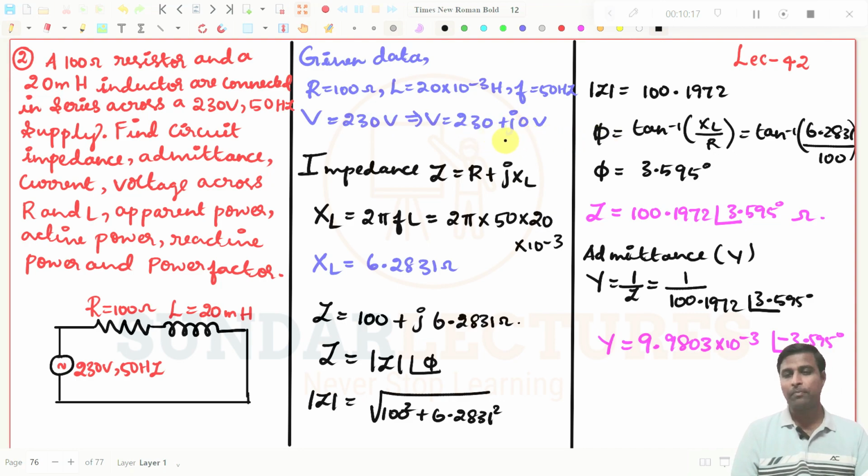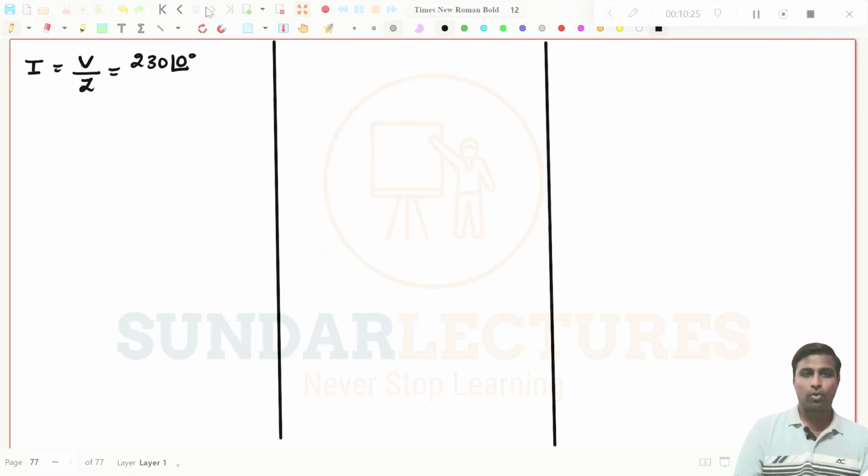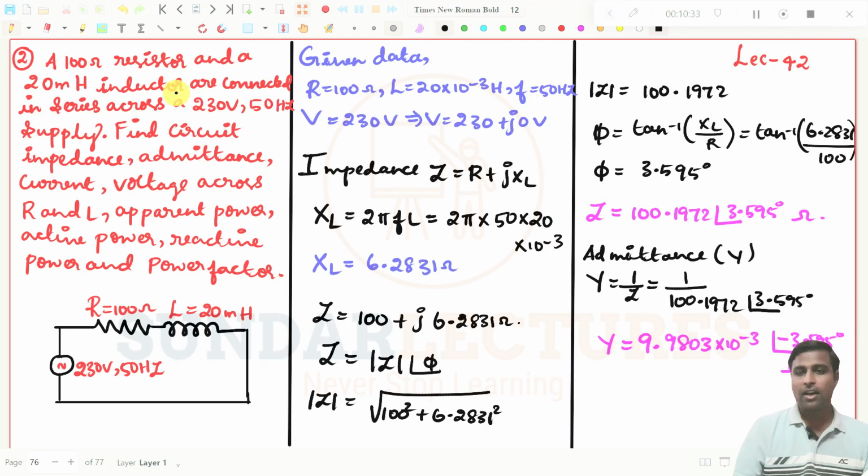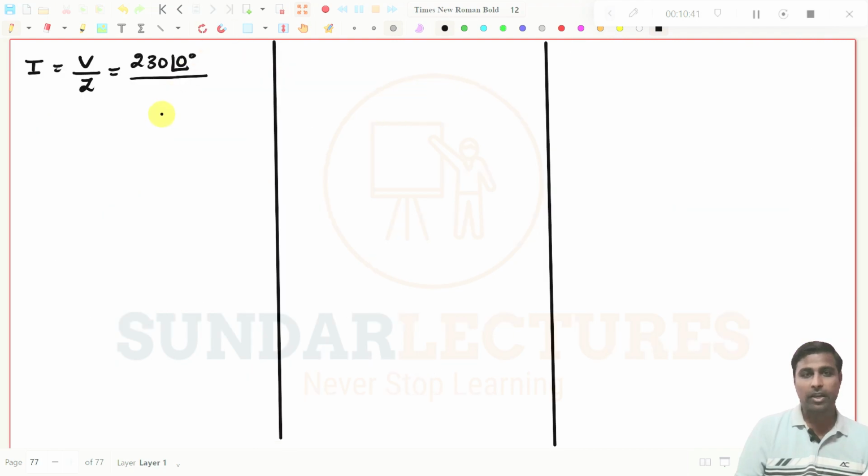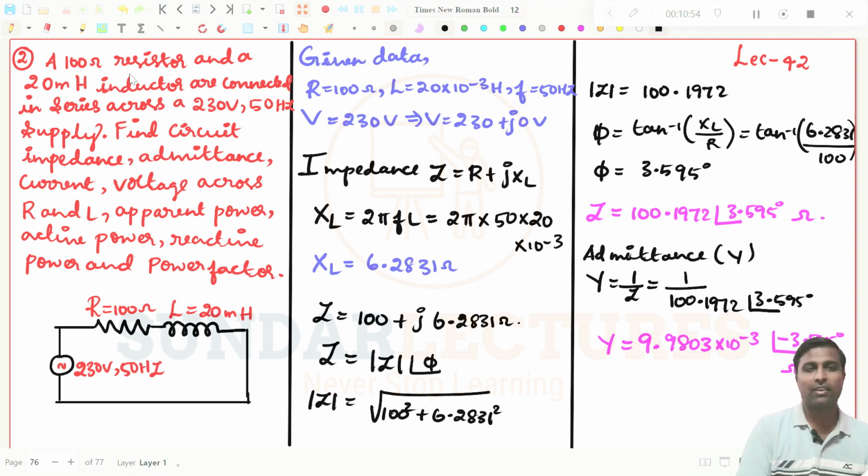If you take the modulus and convert this value to polar form, then you will get 230 at an angle of 0 degrees, right? So divided by the Z value. The Z value we have found as 100.1972 at an angle of 3.595 degrees. Am I right? Yes, 3.595 degrees. I'm right.